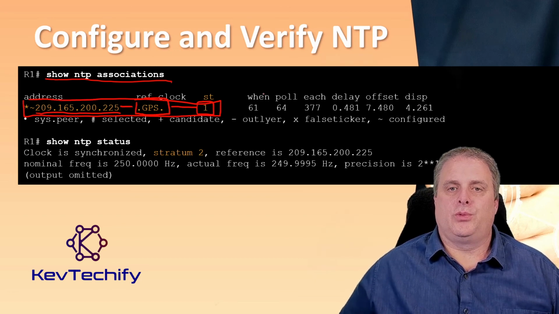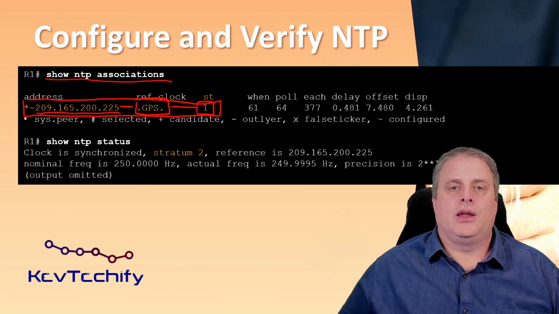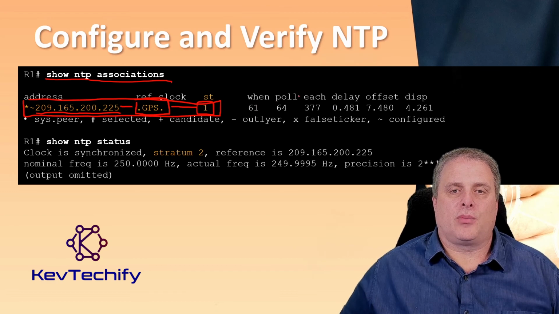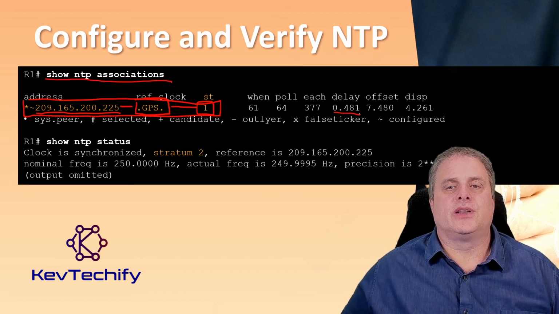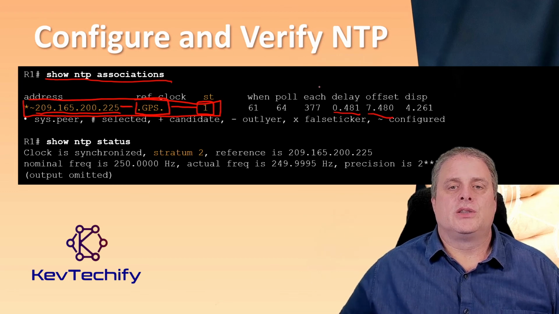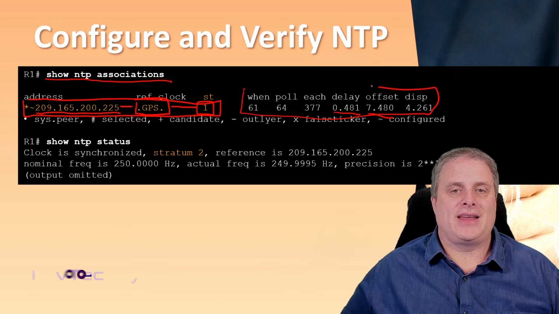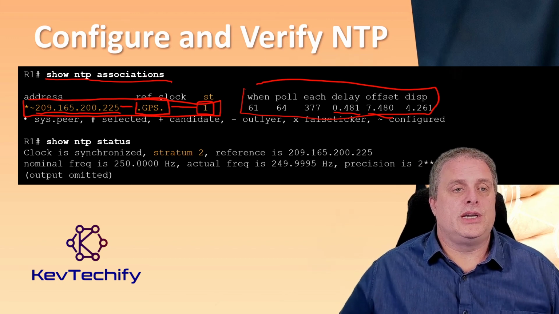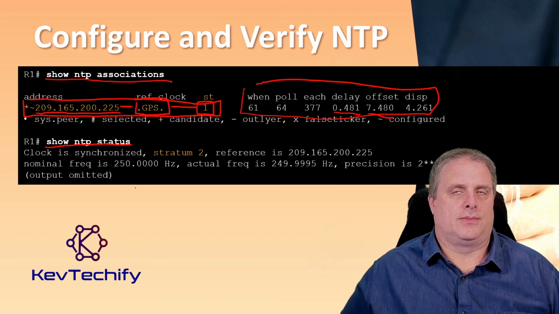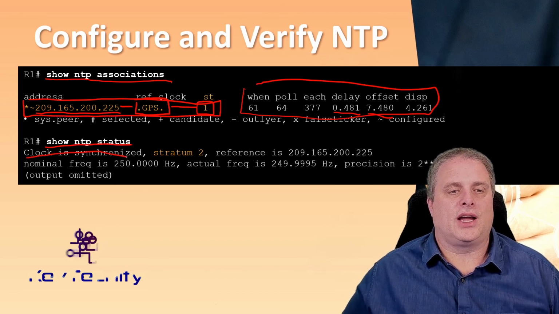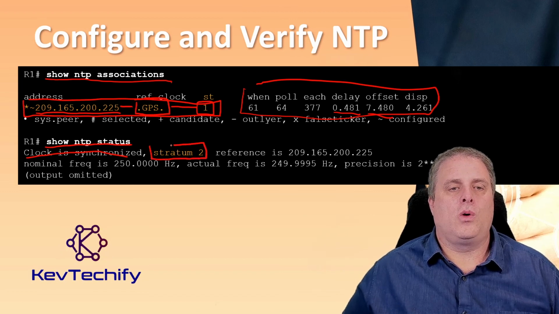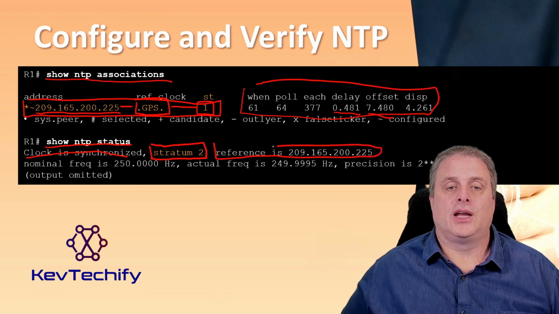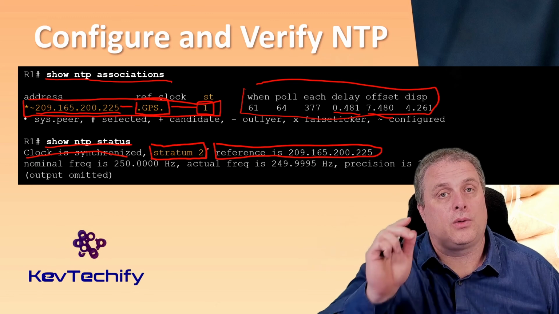We have some other statistics here when you get into the actual details of how NTP works: when did we last see it, our poll interval, what was the delay from our NTP server, what's the offset. When you dig into the details of NTP, you can configure it a lot more. But what I wanted to show you here is that once you see your associations, we can also do show NTP status. When you do, you can see that your clock is synchronized, and that R1, where we ran the command, is Stratum 2. You're just 2 steps from that authoritative source. And where did we get our reference from? Our reference came from 209.165.200.225. That was what we set up. It was one of our NTP servers.